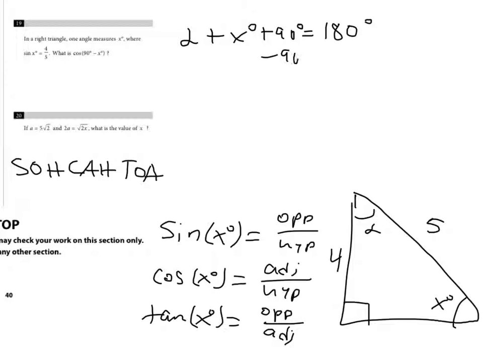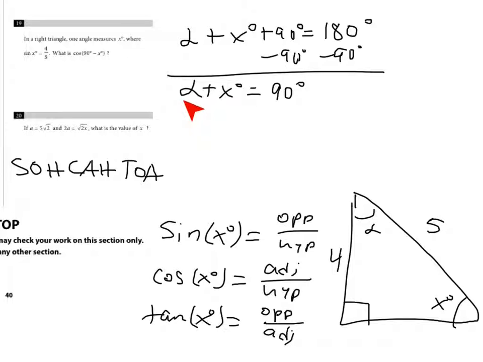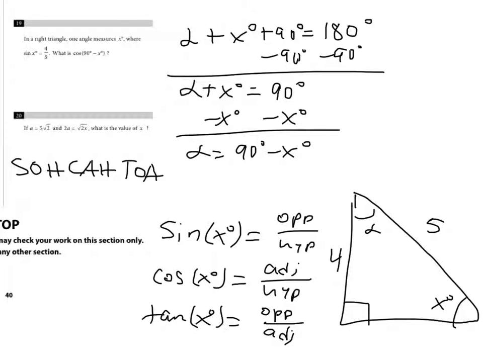Let's subtract 90 degrees from both sides. So that's alpha plus x equals 90. And since we're solving for alpha, let's subtract x to get alpha by itself. Perfect. So instead of saying alpha, we can now say 90 degrees minus x, which makes sense. That's just another way you can find angles within a triangle. So how does that help us?